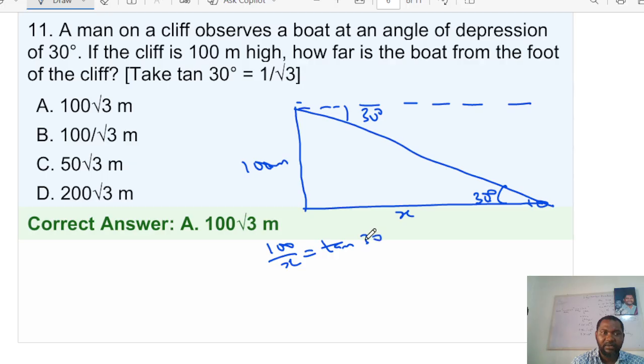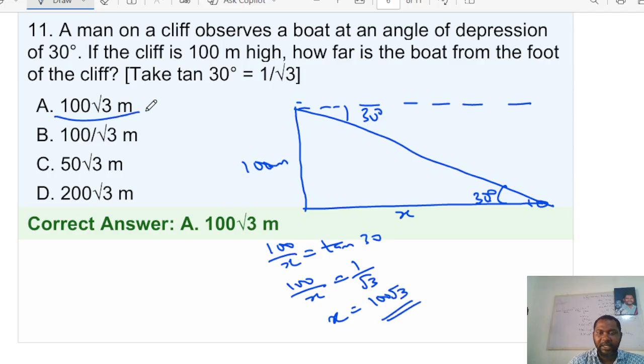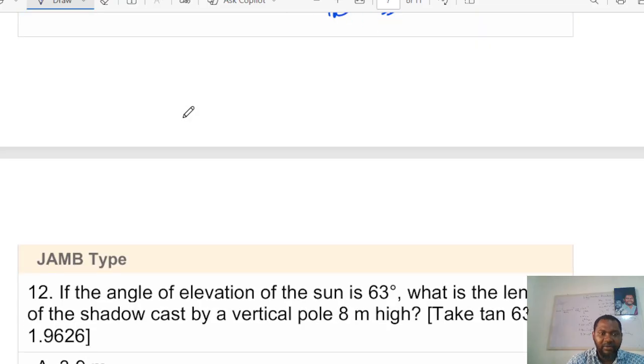Here we are expected to leave our answer in surd form, so you should know that. Look up my video on surds, on special angles, trigonometric ratios of special angles. Tan 30 here is 1 over root 3. If we cross multiply, x is going to be equal to 100 root 3. That's the answer to that question. The answer is A. Very easy, right?